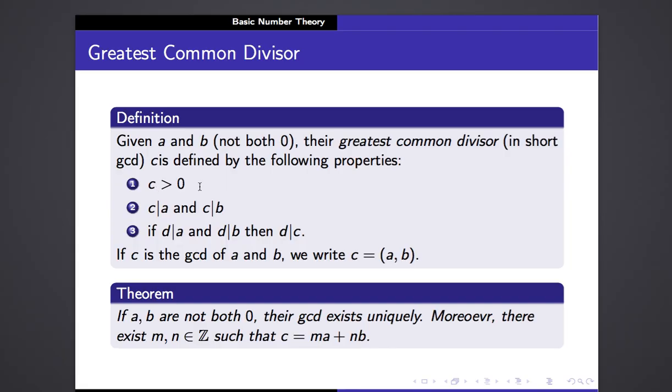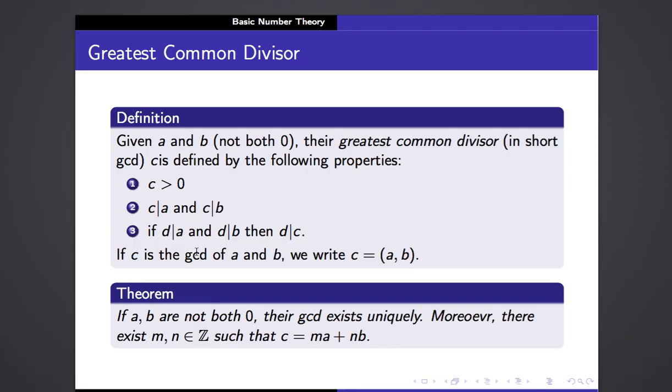First, C has to be a positive integer. C must divide A and also B. In other words, C is a common divisor of A and B. If D divides A and D divides B, in other words, if D is another common divisor of A and B, then D also must divide C. So these three conditions are the axioms for the greatest common divisor.